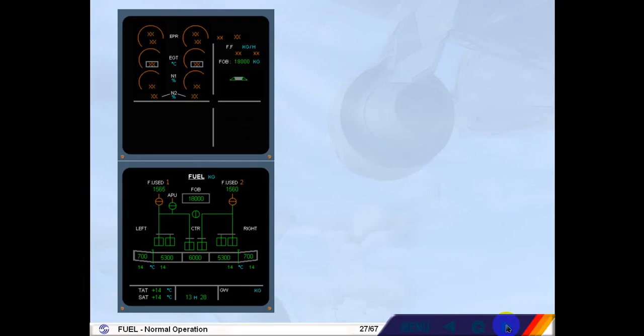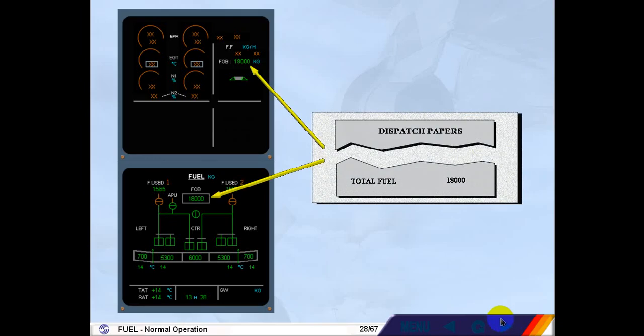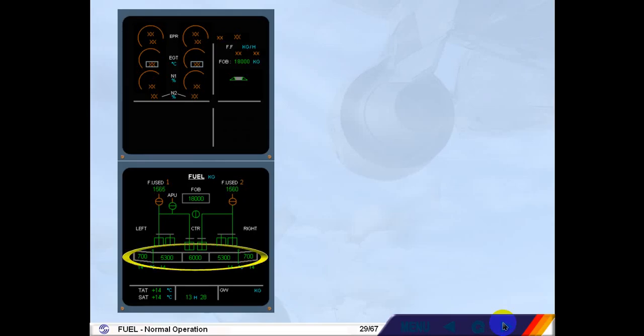Now that the fuel weight has been entered, let's verify the FOB. Note: the minimum fuel quantity for takeoff is 1500 kilograms. Verify that the fuel on board quantity on the engine warning display and on the ECAM fuel page corresponds to the fuel required by the computerized flight plan. Verify also the fuel distribution in the different tanks.